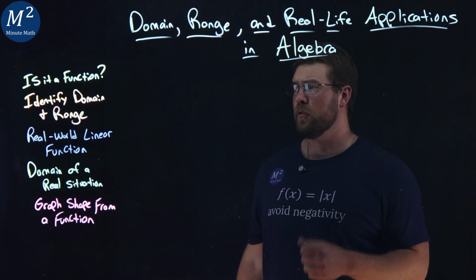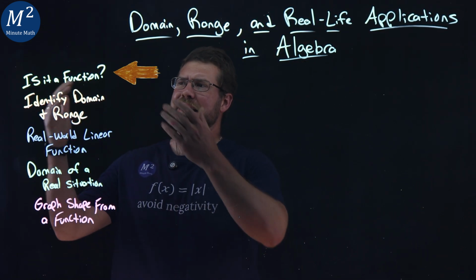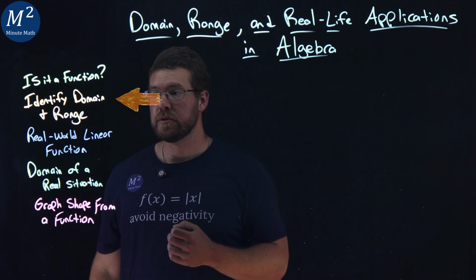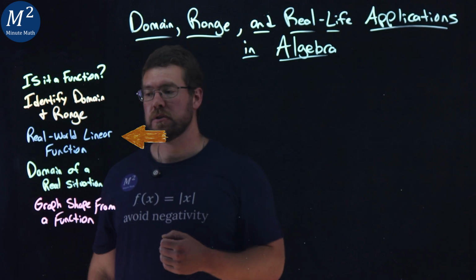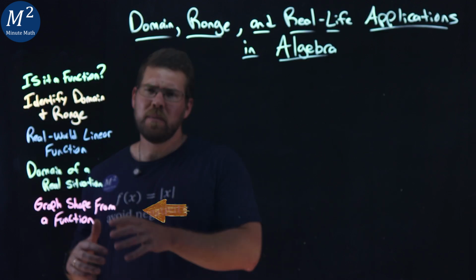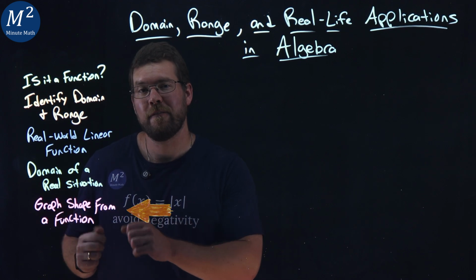Let's recap what we've learned. We first talked about, is something a function? Then we identified the domain and the range. We had a real-world linear function. Then we found the domain of a real situation. And then we determined the graph shape from a function.